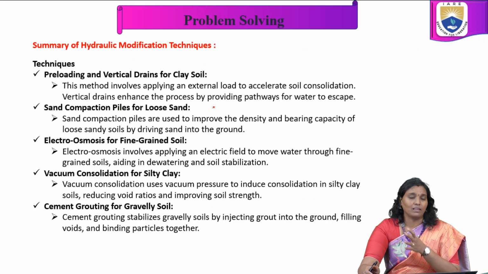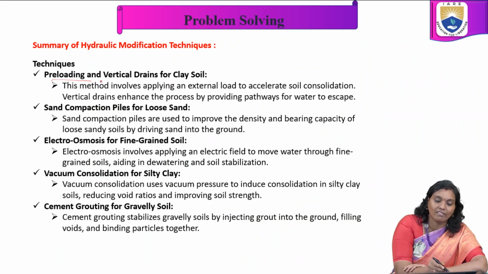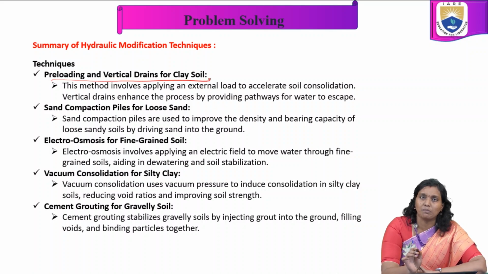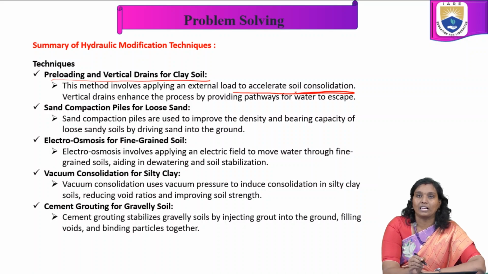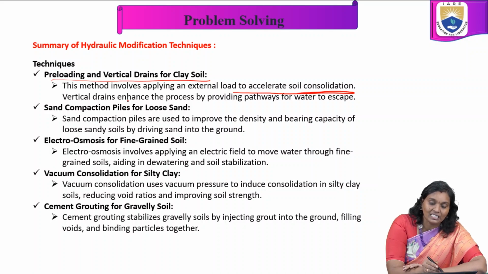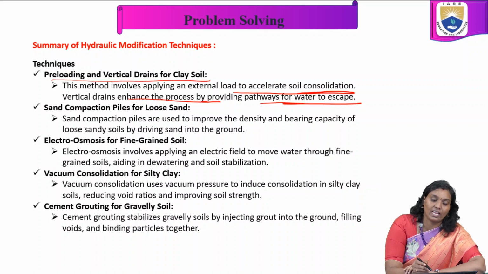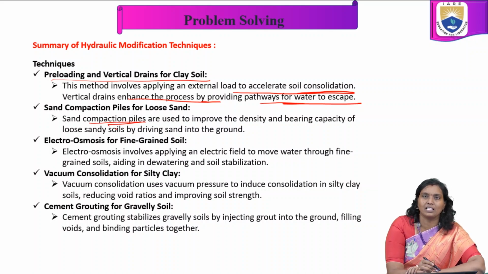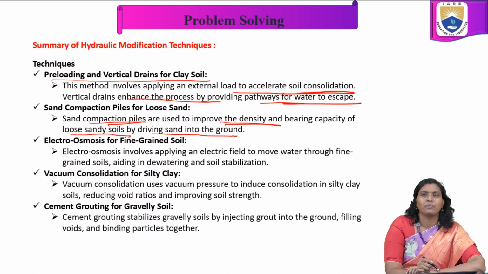In overall summary, what we do in this hydraulic modification is preloading and vertical drains for clayey soil. In this method, we apply external load to accelerate soil consolidation. These vertical drains enhance the process by providing pathways for water to escape. The next one is sand compaction piles for loose sand. This technique is used to improve the density and bearing capacity of loose sandy soils by driving sand into the ground.